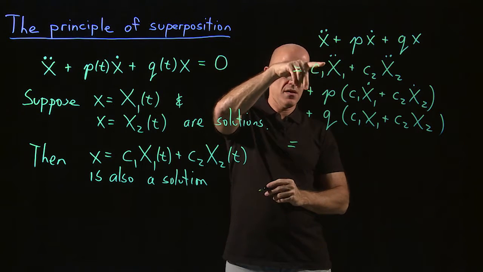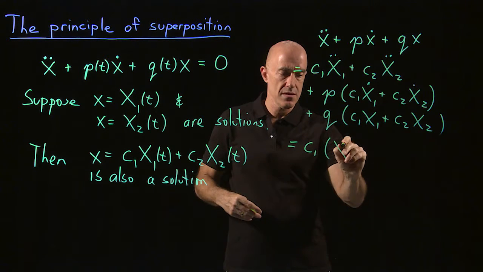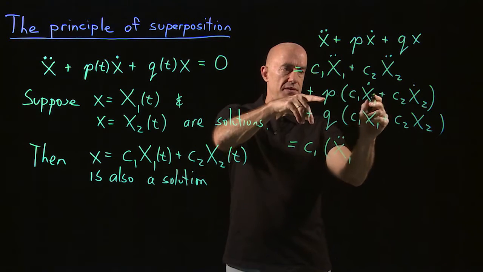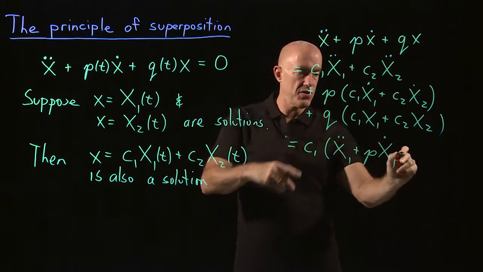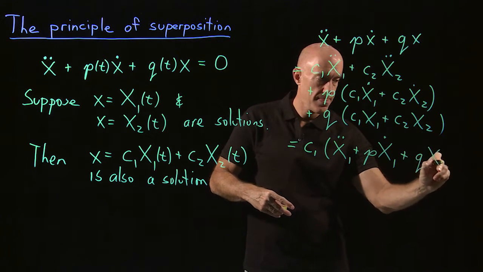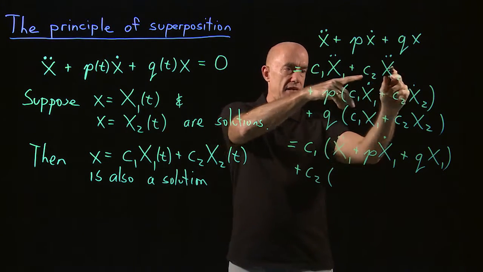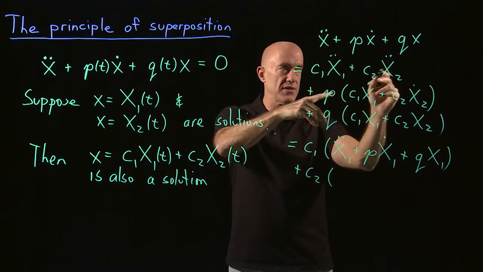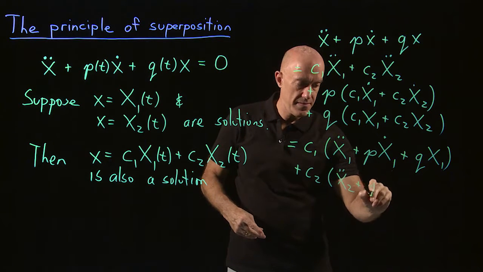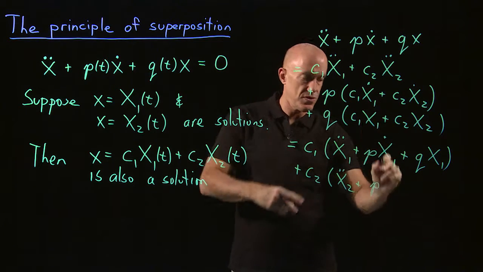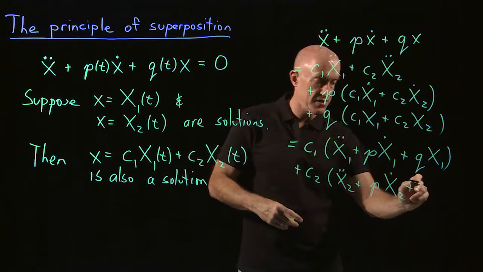And then we can collect the terms that have c1 and collect the terms that have c2. So we get c1 times x1 double dot plus p x1 dot plus q x1, plus c2, and that has the x2 terms. So we have c2 x2 double dot plus p times x2 dot plus q times x2.